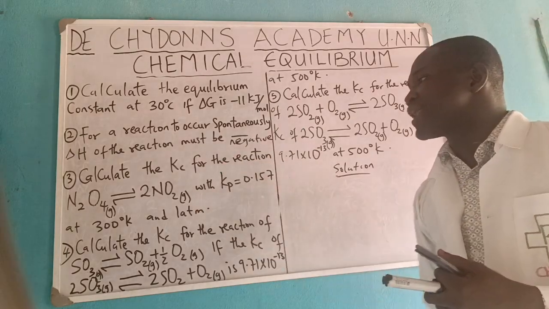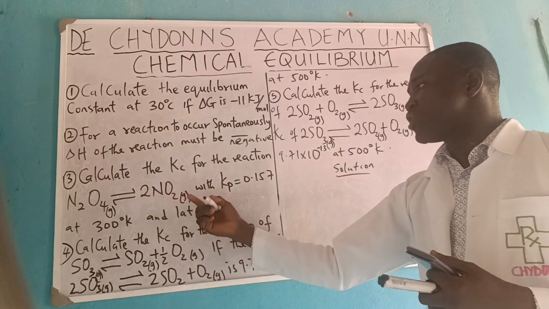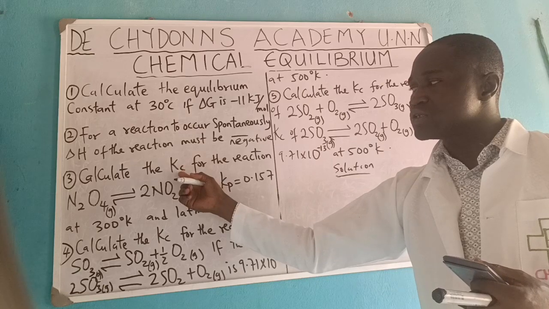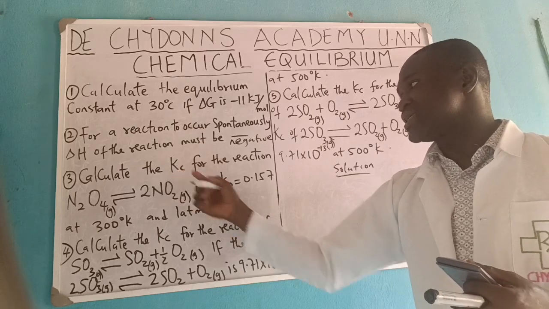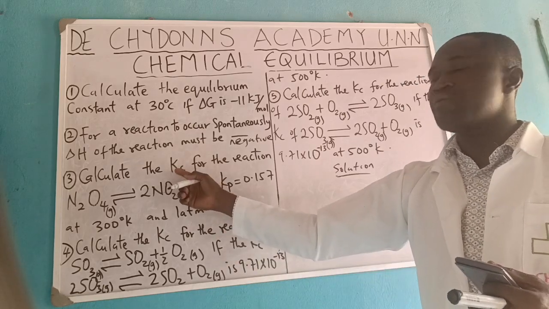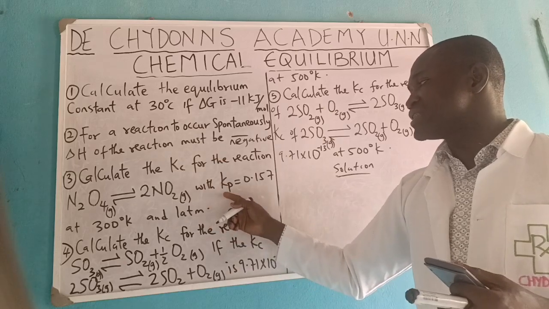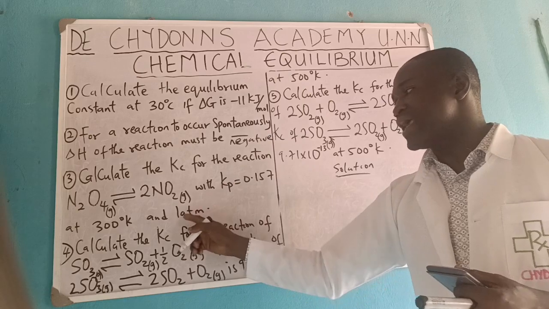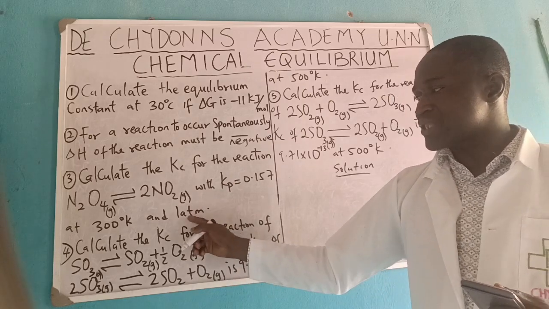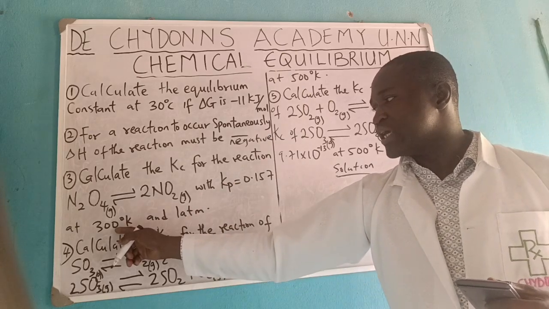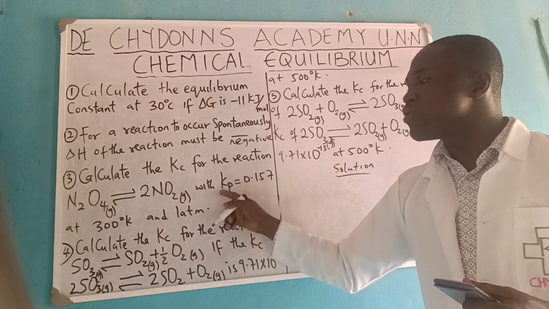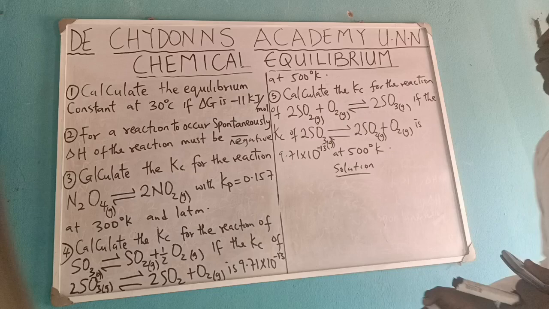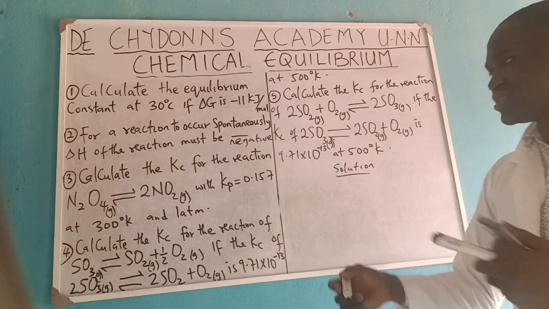Okay? We go to question number 3. In question number 3, we are given this reaction and we are asked to get the Kc, the equilibrium constant of the concentration. Are you getting it? The equilibrium constant of the concentration, given that the equilibrium constant of partial pressure is this. This is the total pressure given. This is the temperature in Kelvin. And this is the equilibrium constant of the partial pressure. Are you getting it?